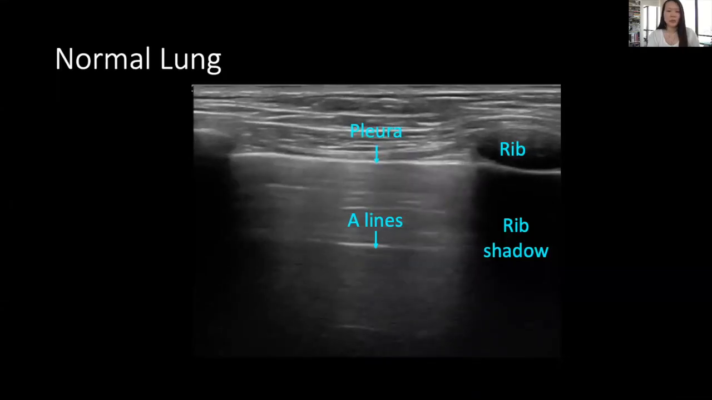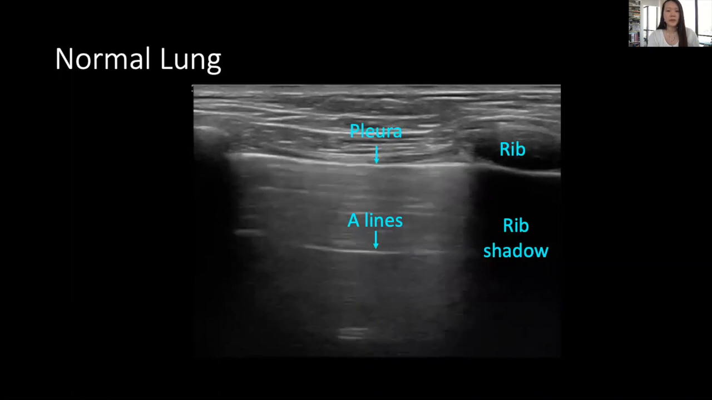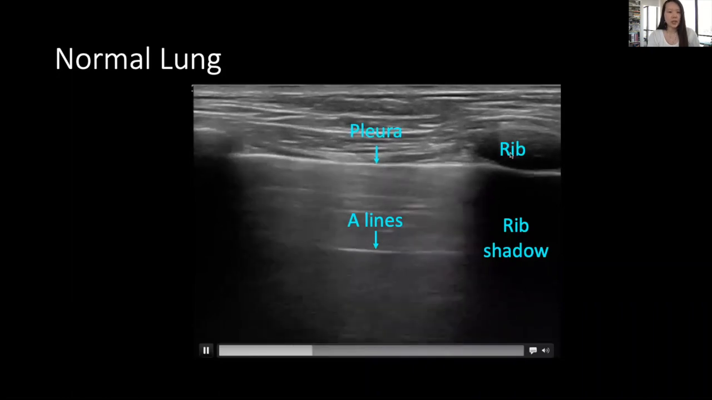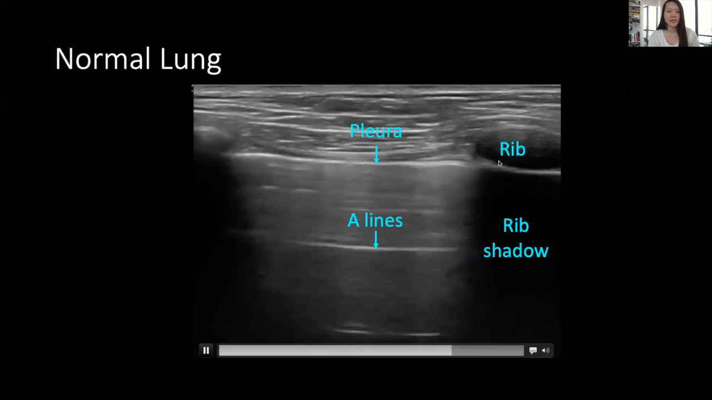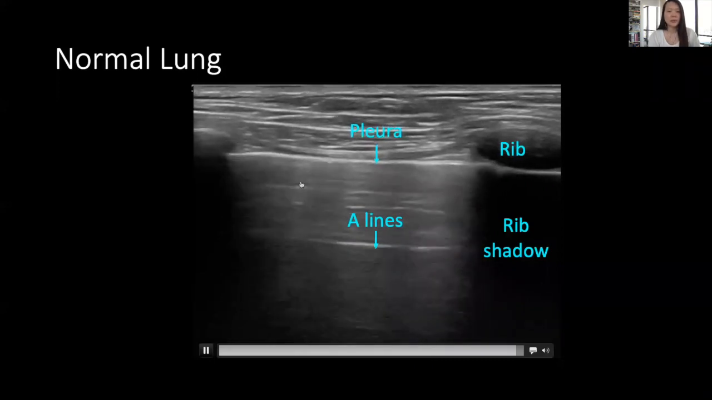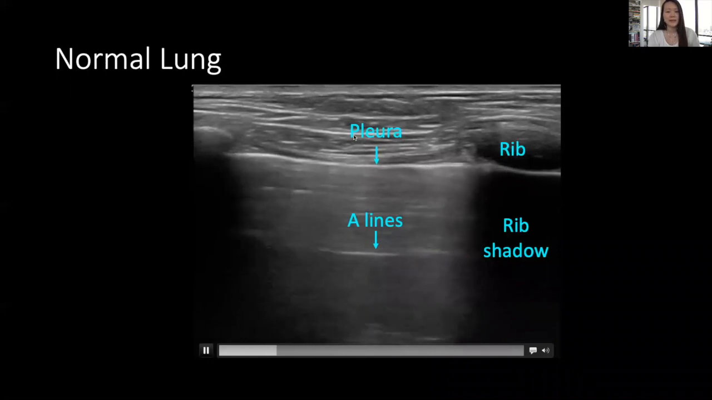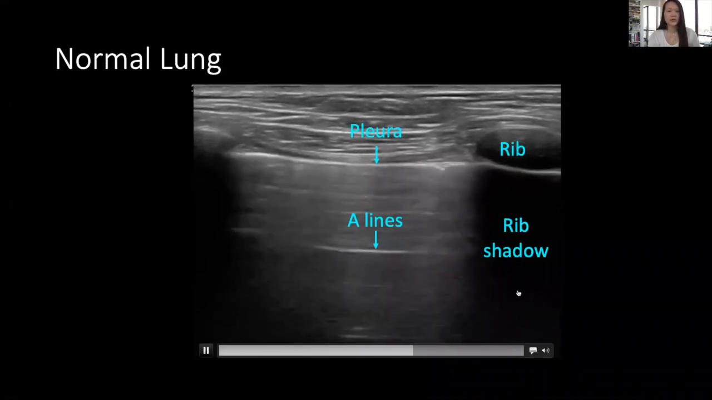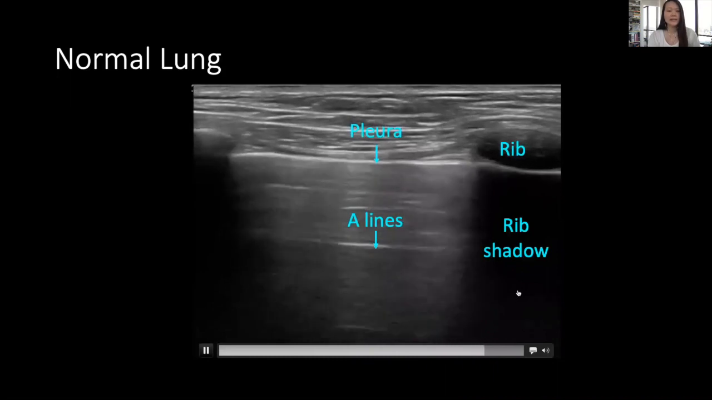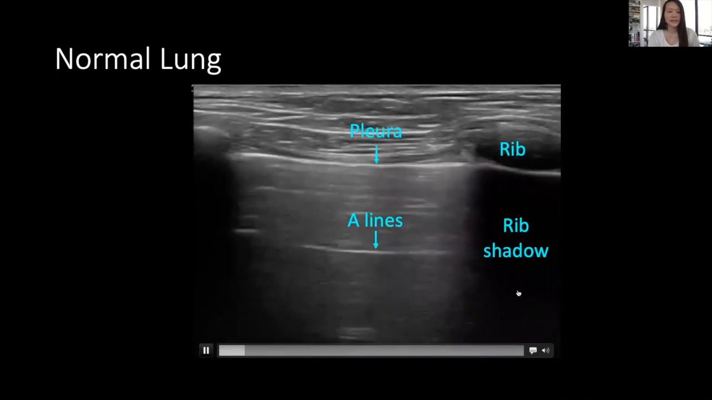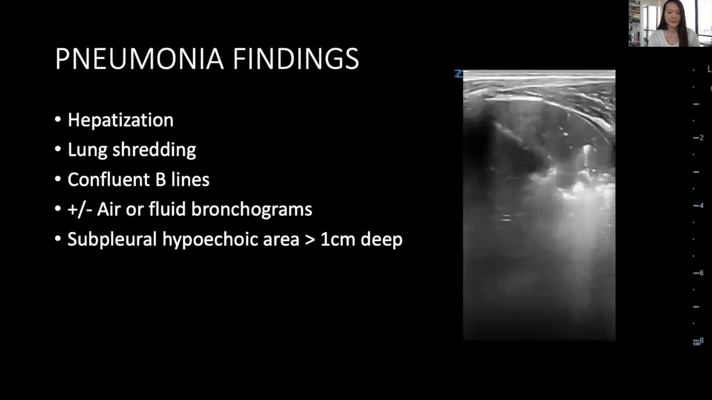Here's an example of a normal lung view. You can see the rib here with the rib shadow. Just underneath the intercostal muscle here, you have the pleura, and there's lung sliding as the patient's breathing in and out. Below the pleura, you're not actually seeing the lung itself, but what you do have are these horizontal A lines, which are reverberation artifacts, indicating that the lung tissue below the pleural surface is normal and aerating well.